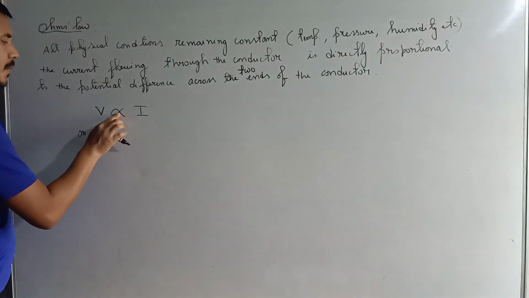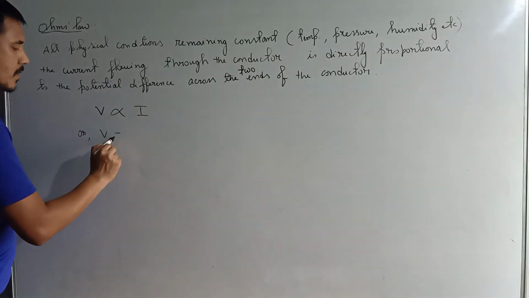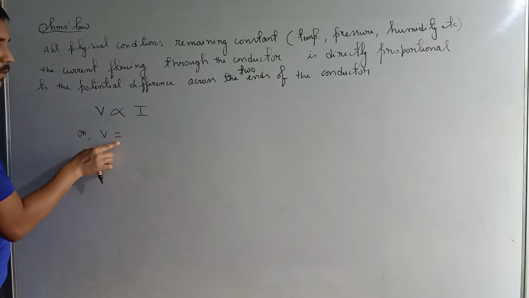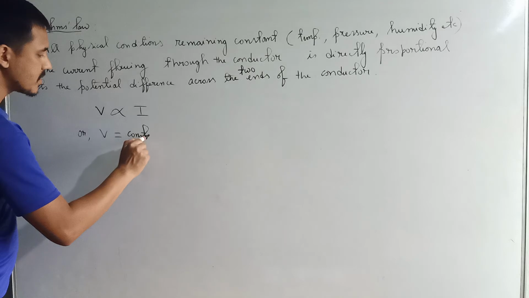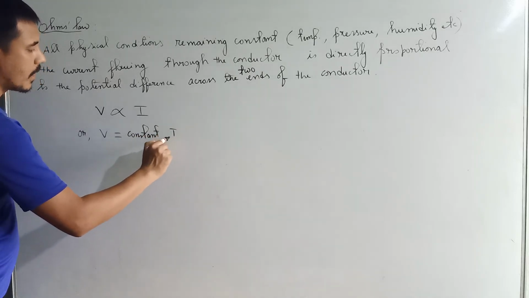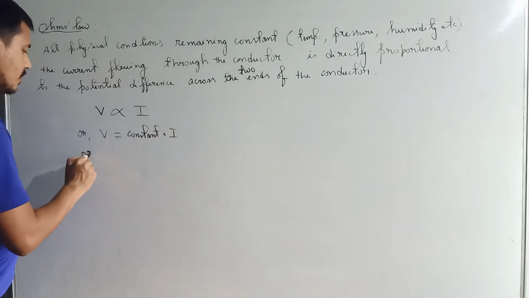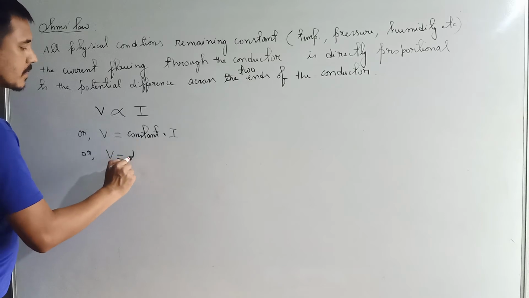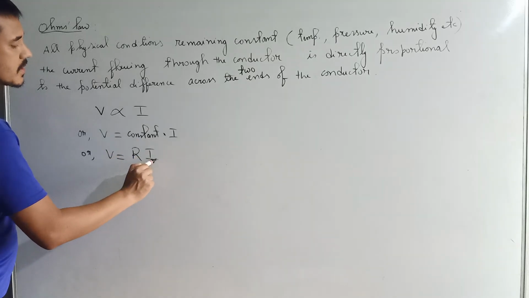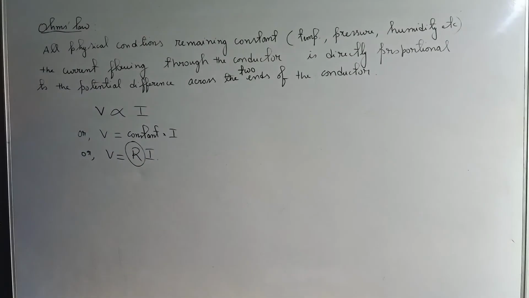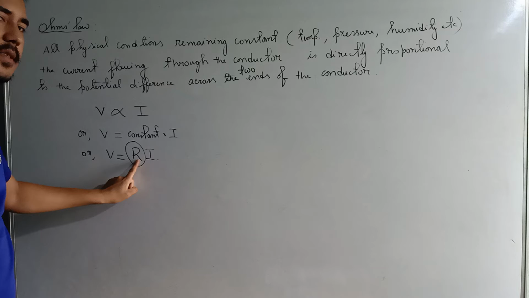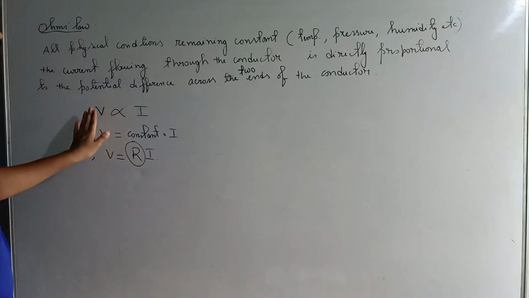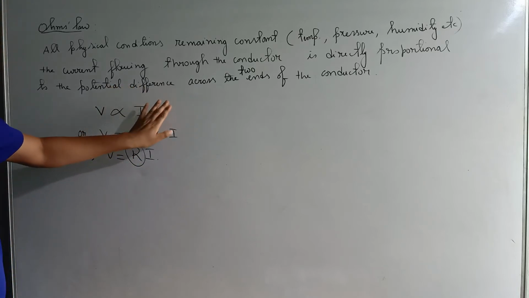If we convert this proportionality constant to equals, we have some constant into I. So that constant will be known as the resistance of the conductor, okay? Here, only if R is constant, only if the resistance is constant, then V will be proportional to I.